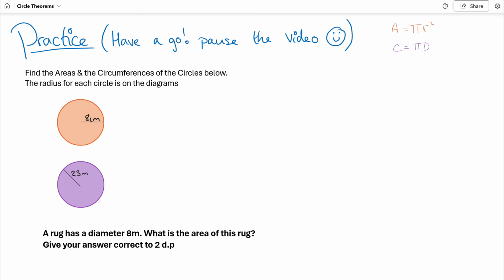Here's some examples for you to try. Feel free to pause the video and have a go at them. I've left the formulas for the area and the circumference in the top right hand corner. So there you go. You're welcome. Pause the video.